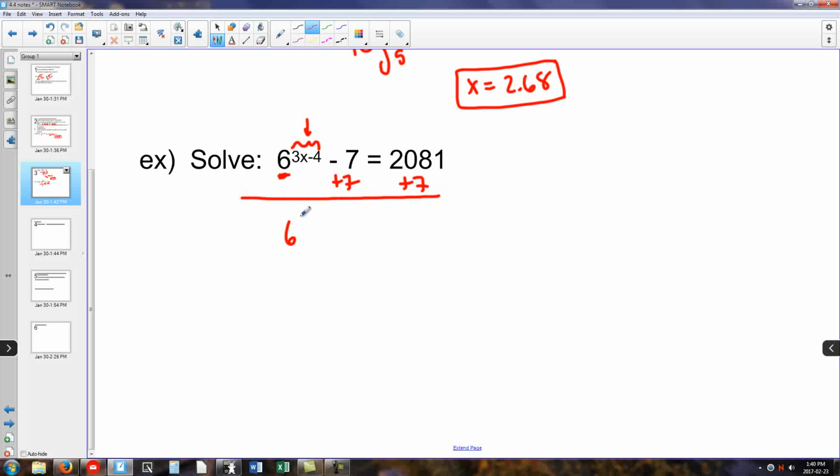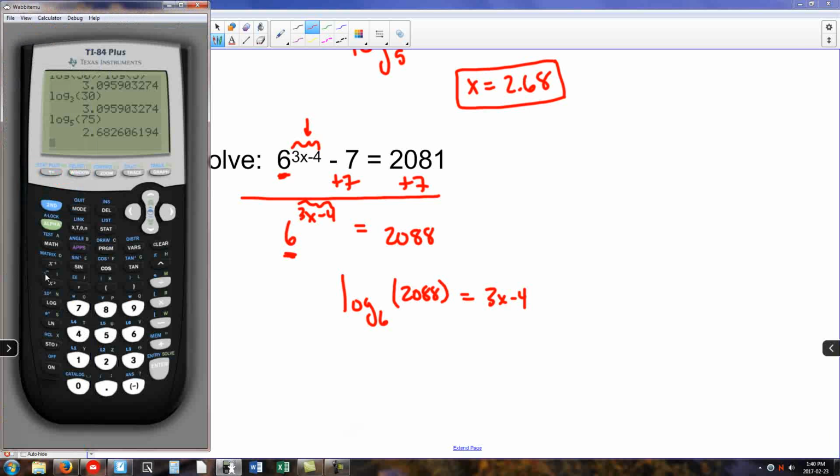Okay, so we get 6 to the 3x minus 4 would equal 2088. Now, the rule is that now that I have the base and the exponent together and nothing else over here, I can go to log form. So this will be log base 6 of 2088 will equal the exponent. Well, the exponent in this question is 3x minus 4. And so now I can solve this, at least the left-hand side, using the calculator. And once I do that, the problem's going to become a lot easier to work with.